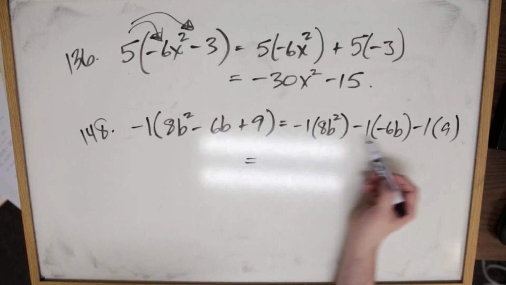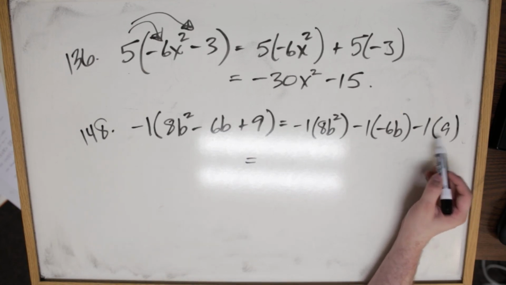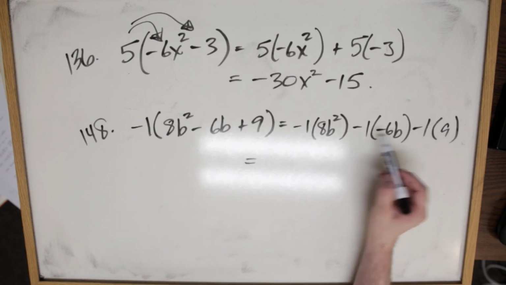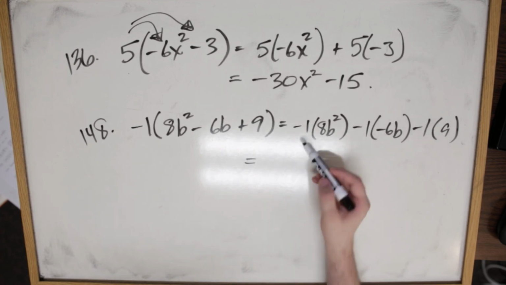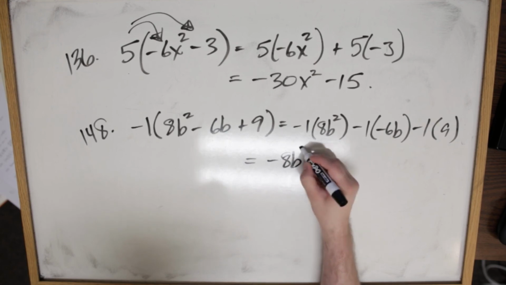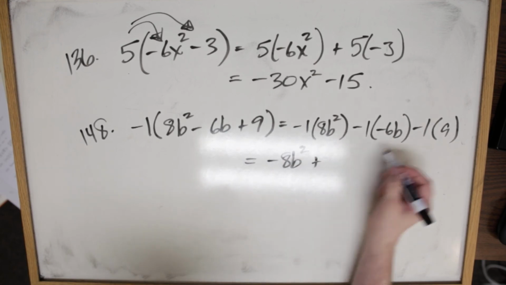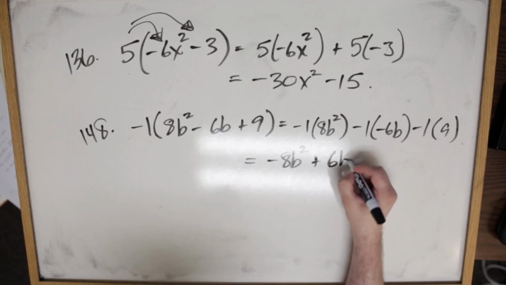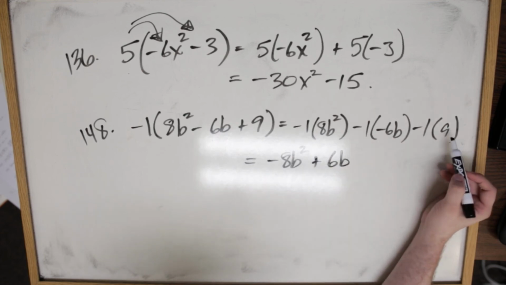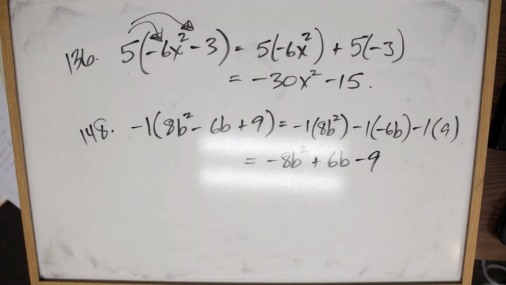So the minus 1 sitting out in front is just going to negate the signs that are connected to each of these pieces inside. So minus 1 times 8b squared is going to be a minus 8b squared. Minus a minus is a plus 6b. Minus a 9 is going to be a minus 9. And that is our solution.